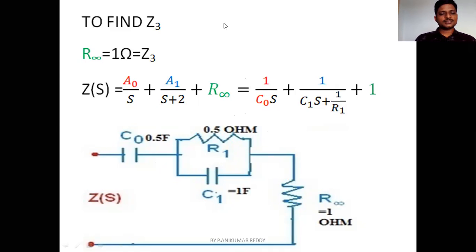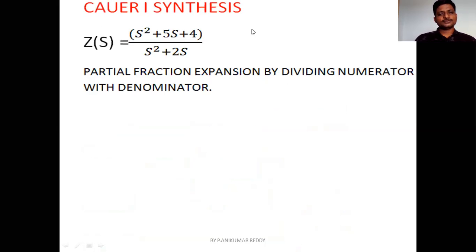So this is called Foster form, Foster 1 form. Foster 1 form is only used for impedance functions. If the given function is in Y of S, then you have to use Foster 2. Here it is Foster 1. And we are going to synthesize the same problem in Cauer 1 form so that you can understand it better.